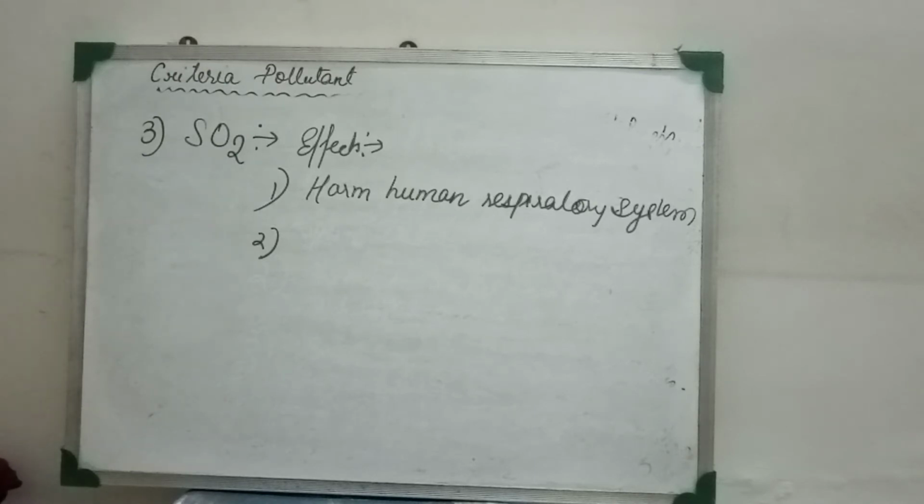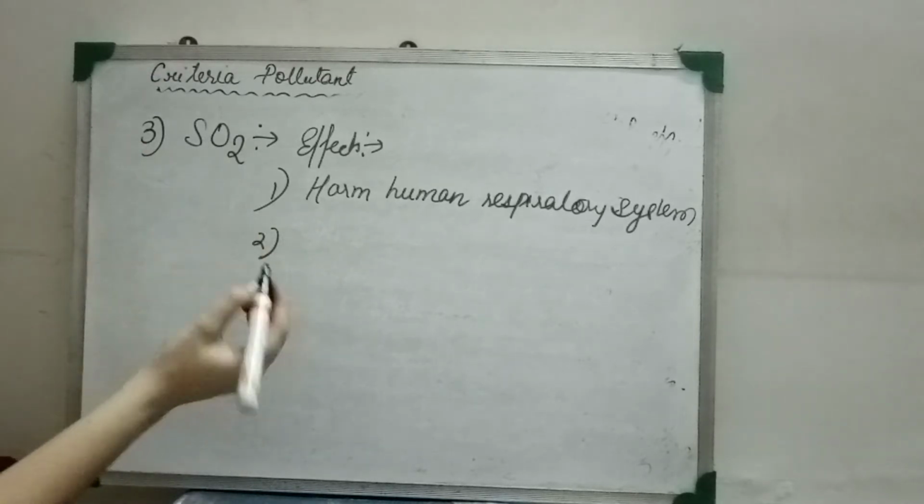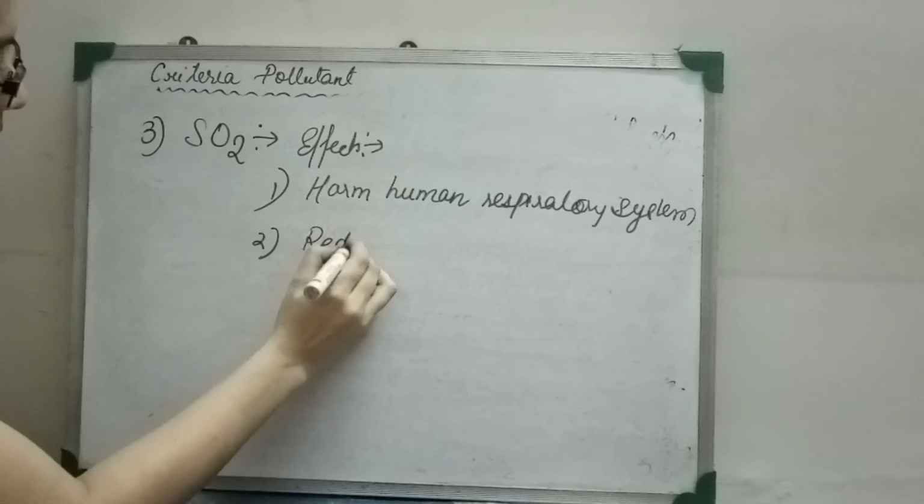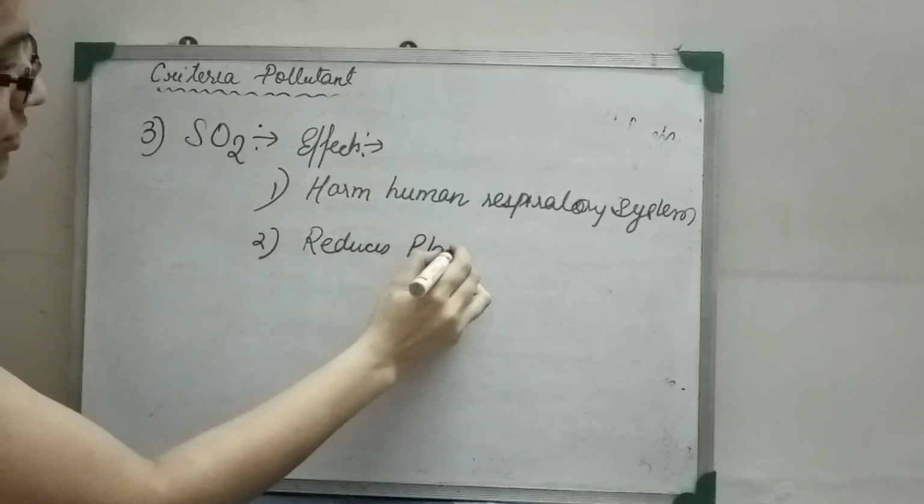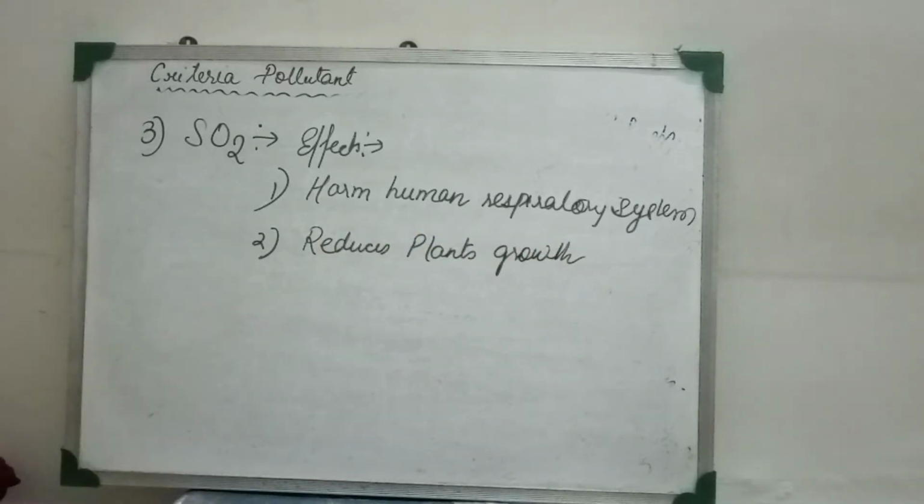Number 2, sulfur dioxide affects plants severely. How? Sulfur dioxide gas enters plants through stomata and gets oxidized there to sulfur trioxide. This sulfur trioxide further reacts with water and forms sulfuric acid. This acid interferes in metabolic processes and is responsible for reducing productivity. So productivity falls because of sulfur dioxide. So reduced plant growth is another effect of sulfur dioxide.